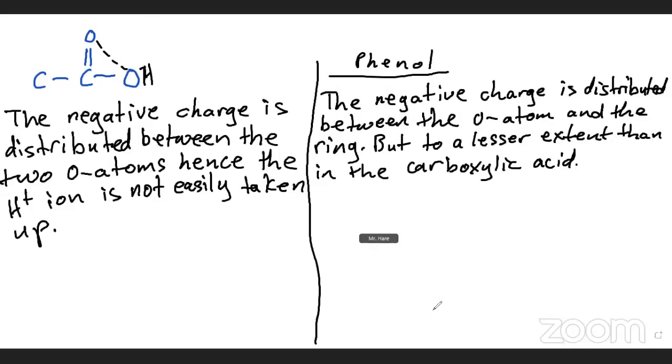Right, so to sum it up: the reason why alcohol is the weakest is that there's no distribution of the negative charge. The negative charge is solely on the oxygen, so it takes up the hydrogen easily. You don't want that, so that is why it is weak. In the carboxylic acid and the phenol, the negative charge is distributed. However, in the carboxylic acid, it is more distributed. So that is why the acid is the strongest.